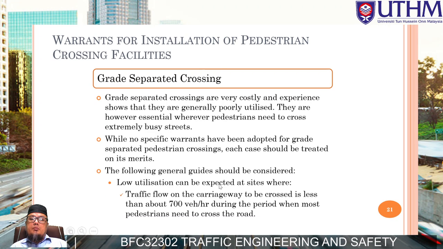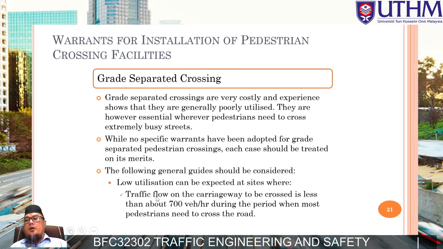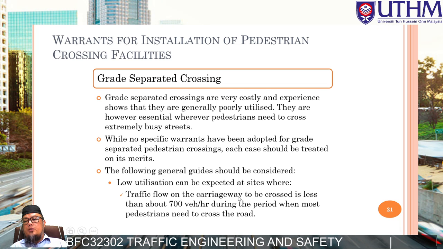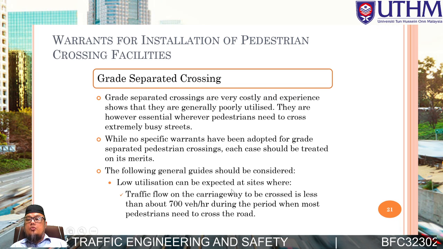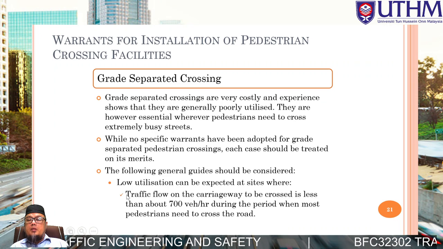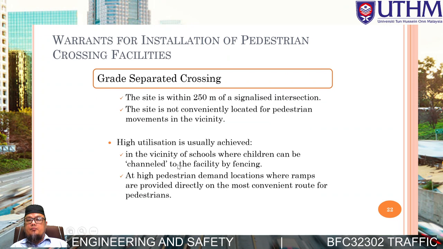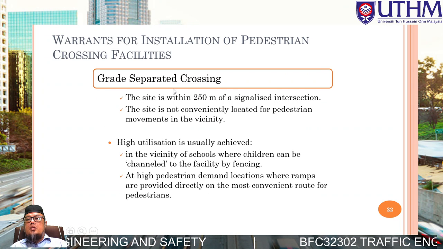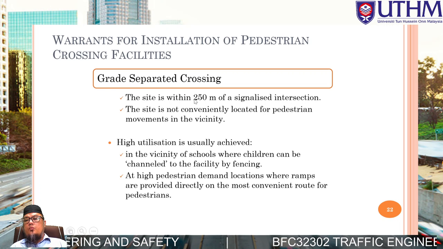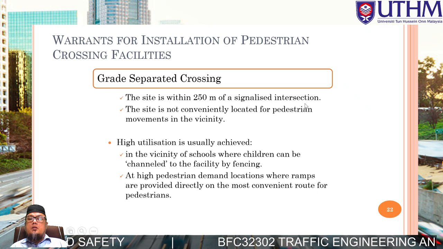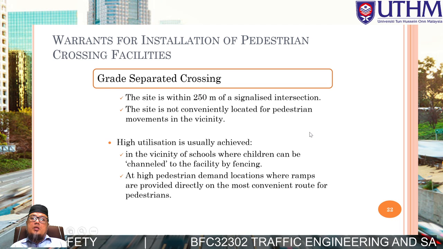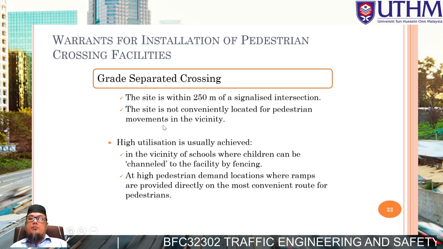Low utilization can be expected at sites where the traffic flow on the carriageway to be crossed is less than about 700 vehicles an hour during the period when most pedestrians need to cross the road. Okay, grade separated crossings: a site within 250 meters of a traffic signal. So that is away from the traffic signal.